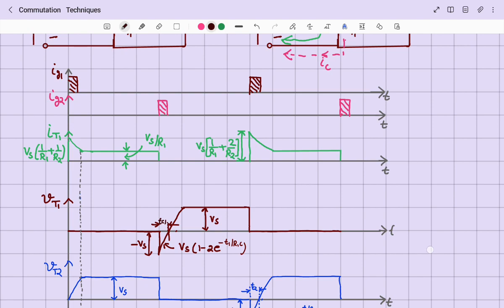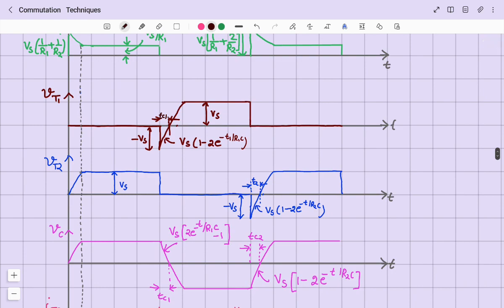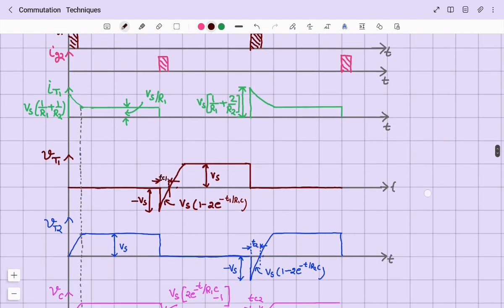Once you trigger, at the same time you must notice that the thyristor voltage of the second thyristor VT2 is the same as the capacitor voltage VC. So capacitor voltage is charged from 0 to Vs, then it will remain Vs unless you turn on the thyristor T2.